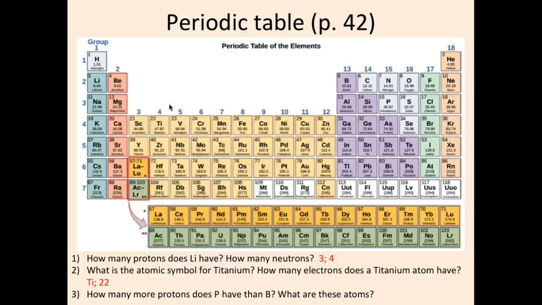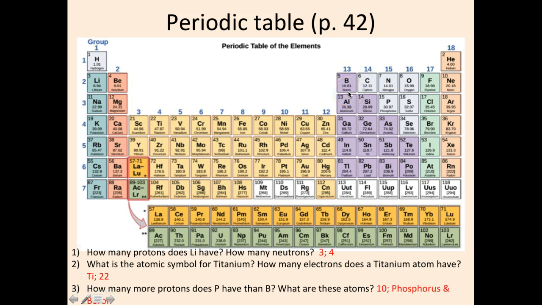And finally, if we look for how many more protons P has than B, the number of protons is going to be the atomic number, which is again the number in the top left-hand corner. So for P, it is 15. For B, it is 5. We subtract these two to see how many more, and we get 10 more protons in P than B. And if we look at the bottom for the name of the atom, we get P is phosphorus and B is boron. So 10 more protons in phosphorus than boron.